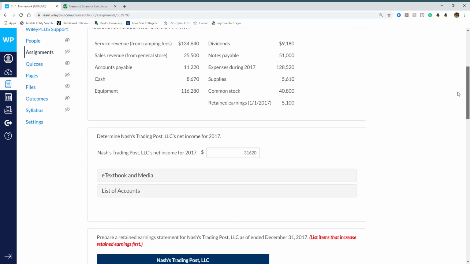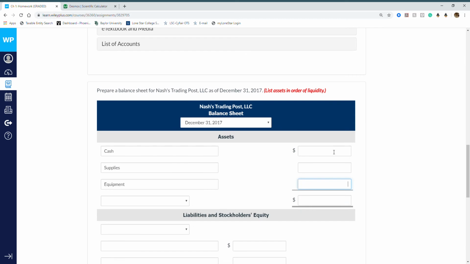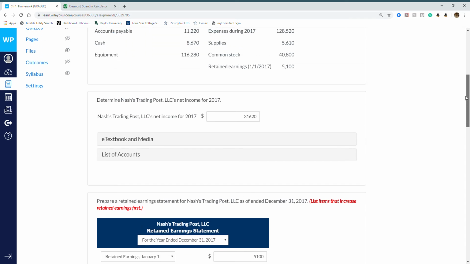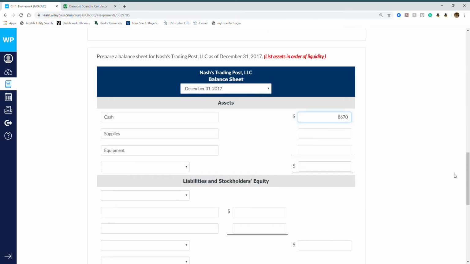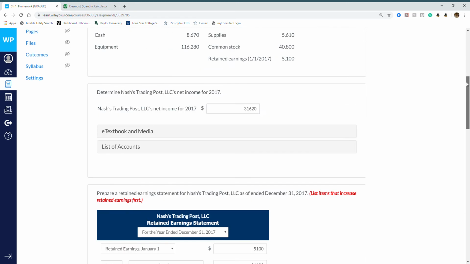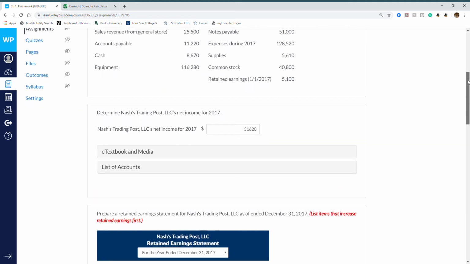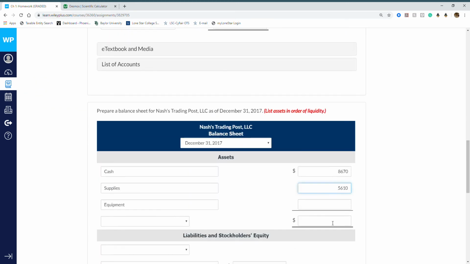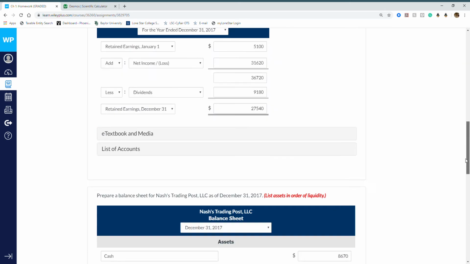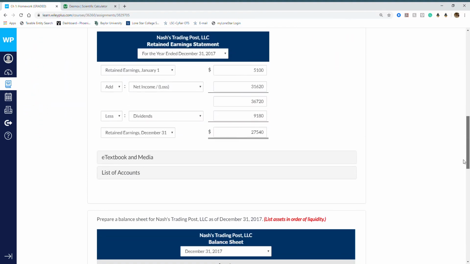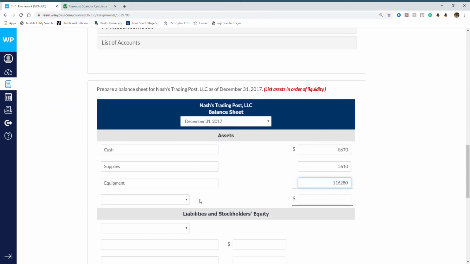Okay, let's get the totals. Cash was $8,670. Supplies, $5,610. And then equipment, $116,280. Wow, a lot of equipment. Make sure I got that right. Yep. And this, of course, is where your total assets are going.